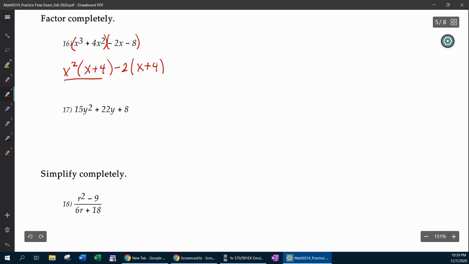Now we're going to look at these two pieces. Notice that the stuff in the parentheses does match, and that means that we can factor out the x plus 4. So if I factor out the x plus 4 from each term, that will leave me x squared minus 2, and this is now factored completely.